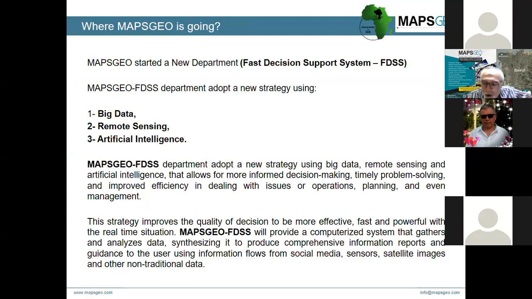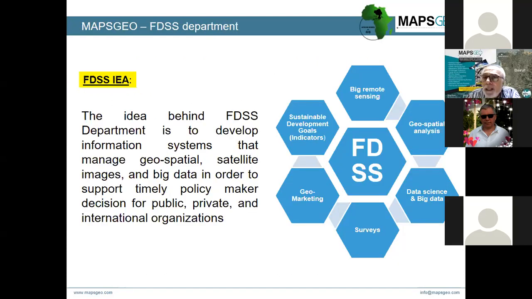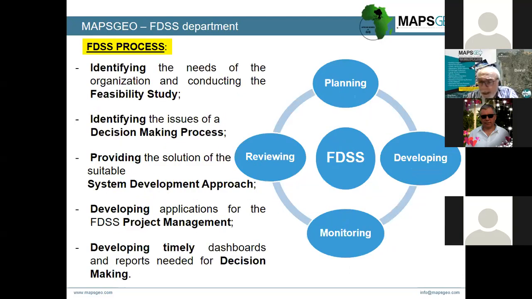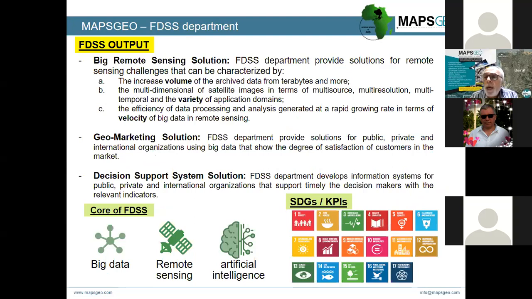Where is Maps going nowadays? As you can see, big data is everywhere on the internet: on Facebook, Twitter, WhatsApp, and on the media we all use. With big data, along with remote sensing, which is satellite imagery, and data analysis, we can link those data together using artificial intelligence. It helps us derive what we call a fast decision support system, and can help the United Nations extract KPIs and SDGs.